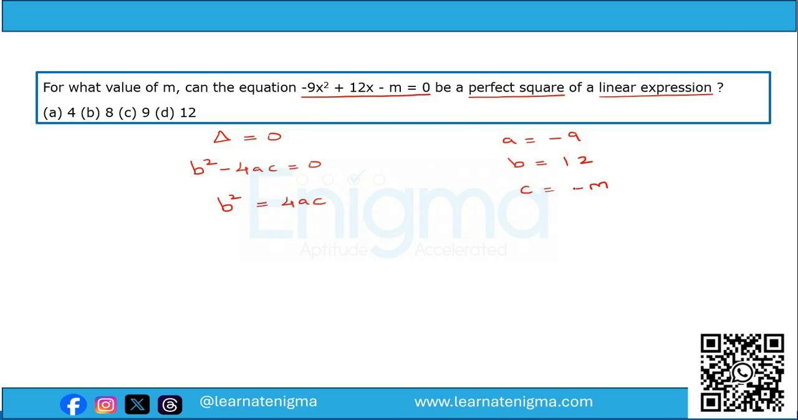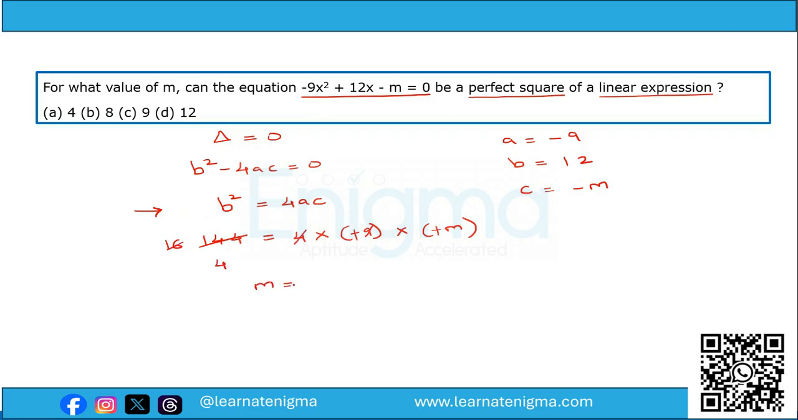So if we substitute these values in this equation, we get 12², that is 144, is equal to 4 into a, that is -9, into c, that is -m. Now minus into minus, we can say that it becomes plus. Now 144, if we divide it by 9, you get 16. 16, if you divide further by 4, you get 4.